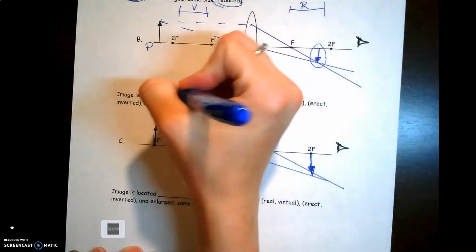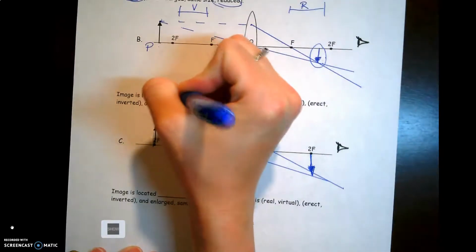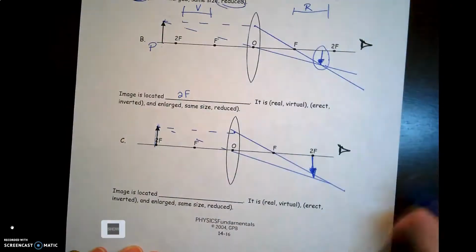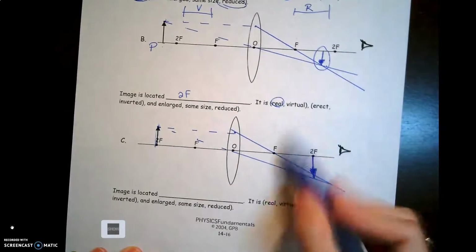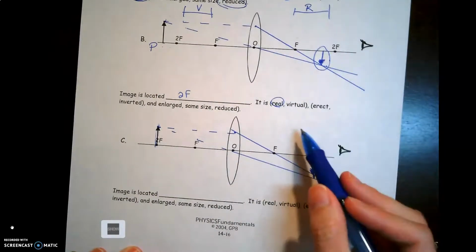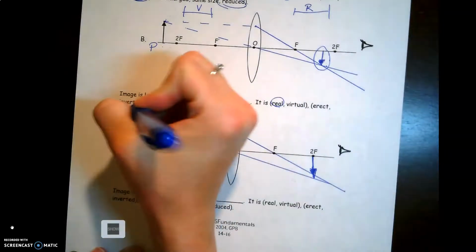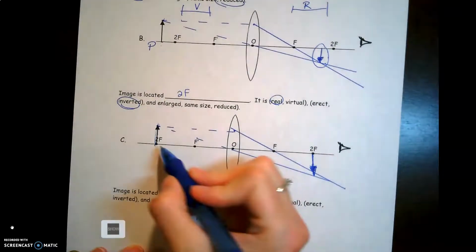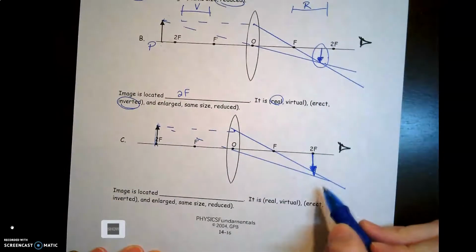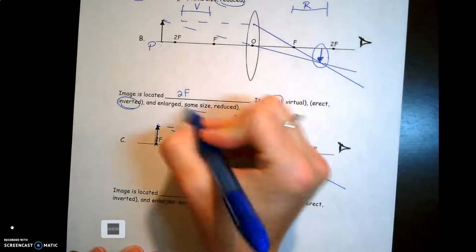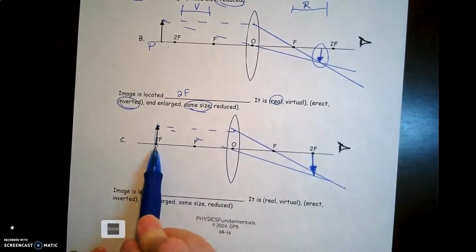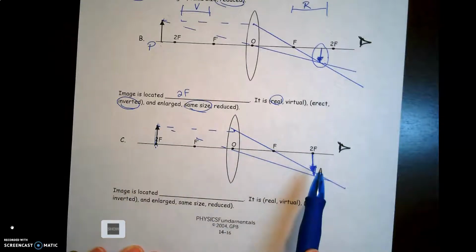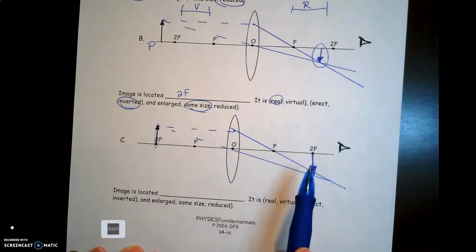And so the image is located at 2F. It is considered real because it's located on this side of the lens. It is inverted because it was pointed up, but now the arrow is pointed down, so it's going to look upside down. And it is going to be the same size. So it's located at 2F over here, and it's going to be the same size.